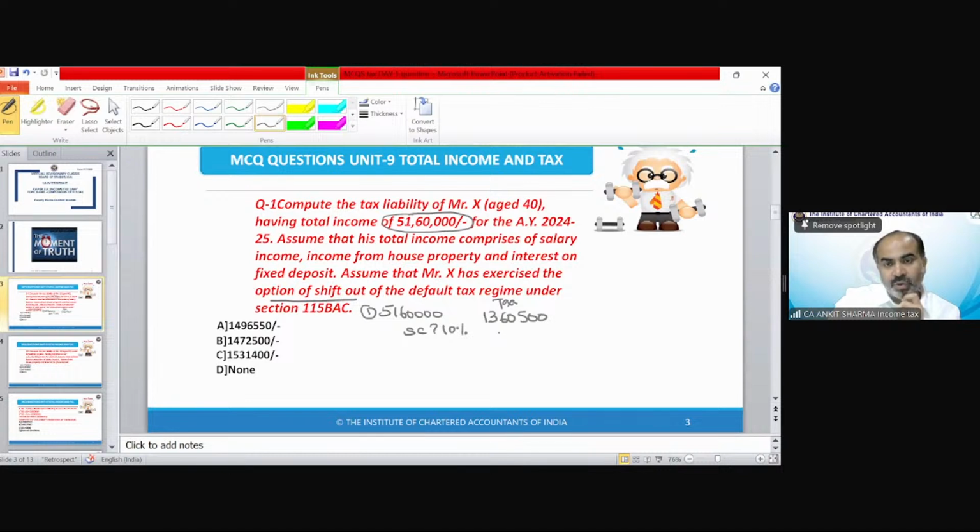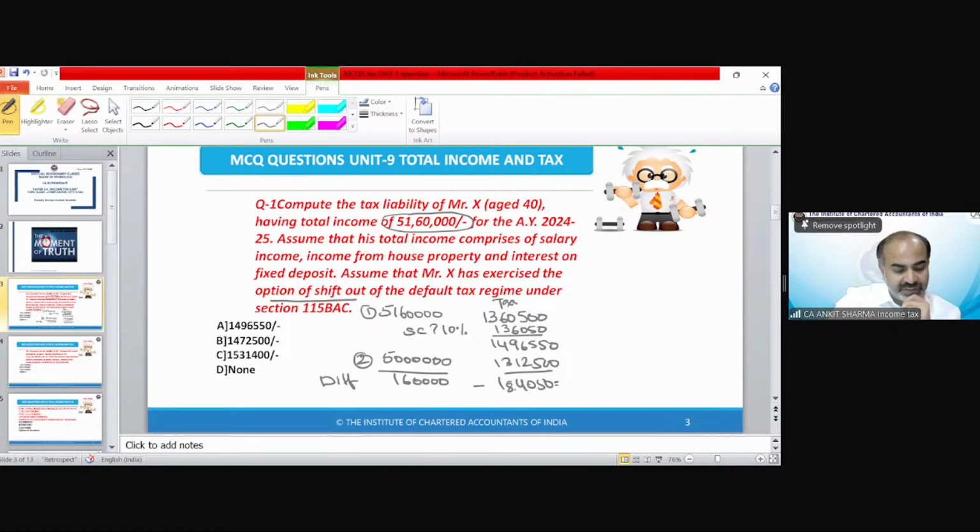Arun is saying the answer is C. Okay, let's see. So the surcharge would be 136050. My tax on 51,60,000 rupees would be 14,96550. Now this was the tax. The cess, etc. would be applicable later. Now step number 2, we need to take that amount of income up to which there is no surcharge. That would be 50 lakh rupees. So tax upon 50 lakh would be 13,12,500. Step 3 is the difference. That would be 1,60,000, or difference of tax is 184050. So now you can see the difference of tax is more than difference of income.